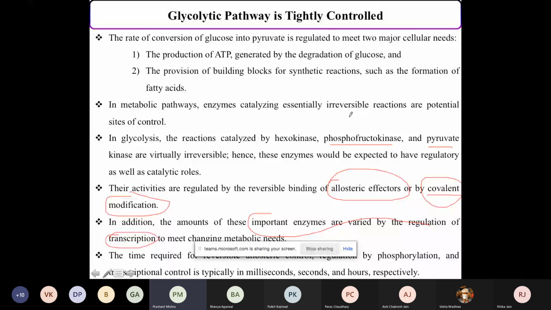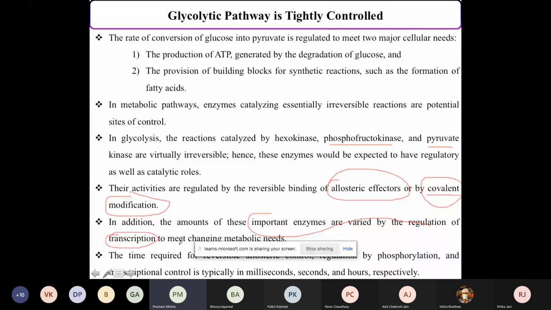I have not discussed the detailed regulation of transcription, but yes, what is transcription? Conversion of the gene or the DNA into RNA. And now, if I can control the RNA, which is ultimately going to synthesize an enzyme, which is basically a protein, then you have regulated the enzymatic reaction. So there are three levels of control. One is the allosteric effector, where non-covalent binding at the allosteric site regulates the enzymatic reaction. Second is covalent modification. Third is transcription.